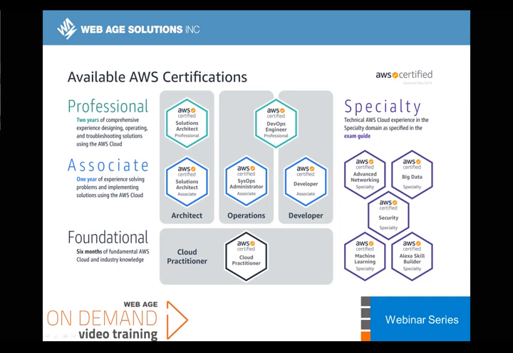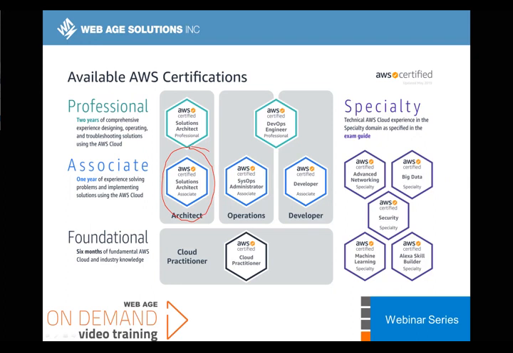Whereas the associate certifications, they're more designed to show that you are able to work with AWS in a specific role. So there's 3 specific roles here. First is the Solutions Architect Associate. Now the Solutions Architect Associate, this role is designed to give you certification on you being able to understand and architect solutions in the AWS cloud.